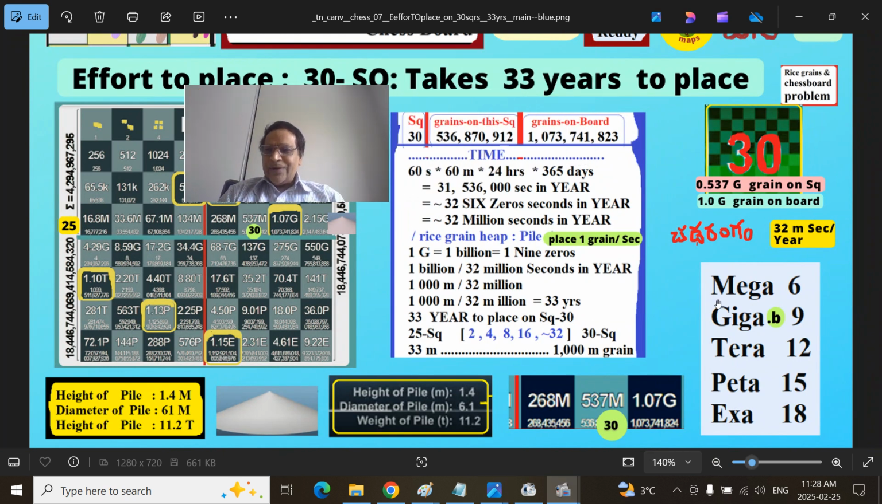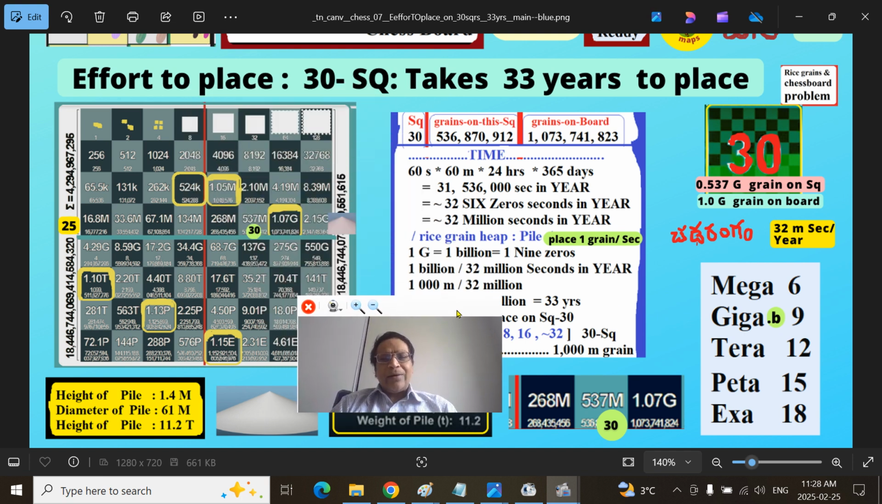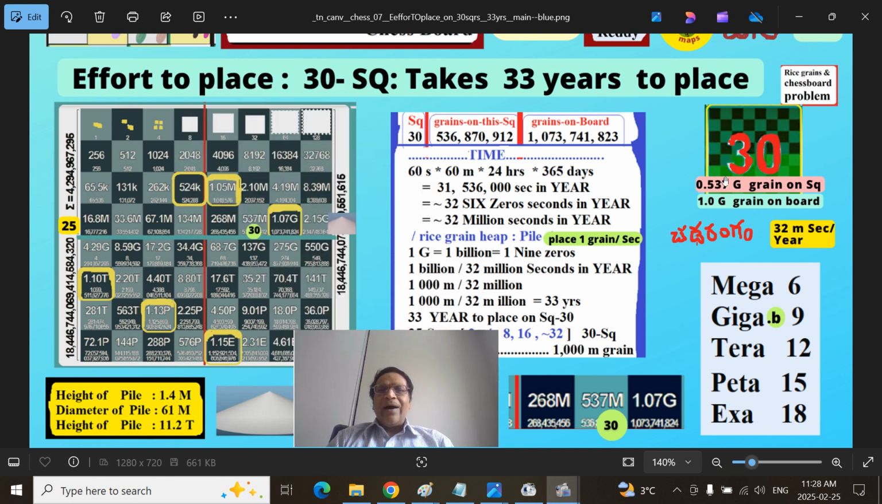So here I put mega, giga, billion, tera, peta, exa in every thumbnail so that you will not get lost. You can comprehend things easily. On the 38th square, you have 0.5 gigagrains on the square. On the entire board, you have 1 gigagrain, 1 billion grains. We're assuming it will take 30, there are 32 million seconds in a year.